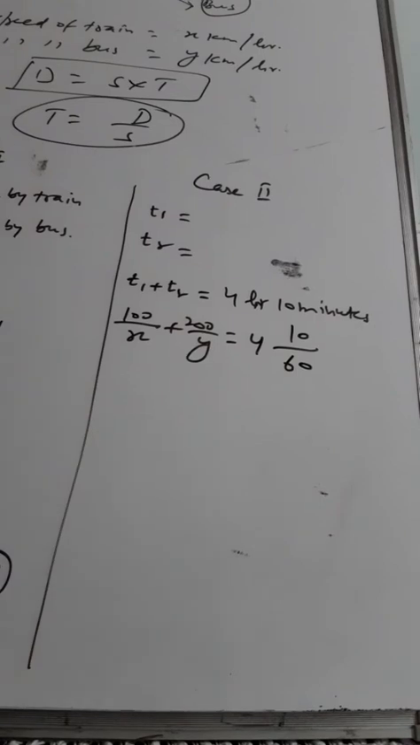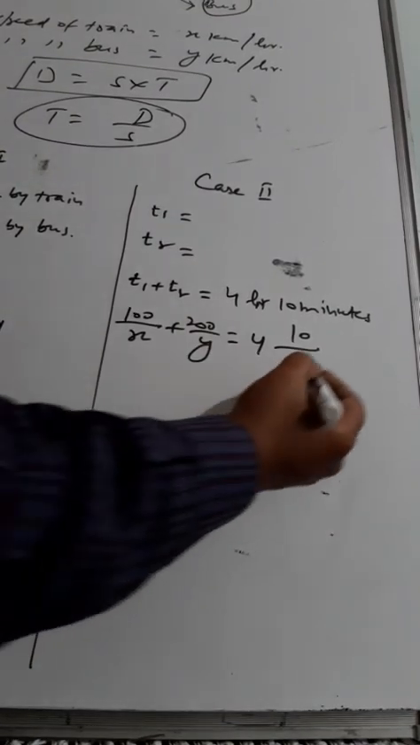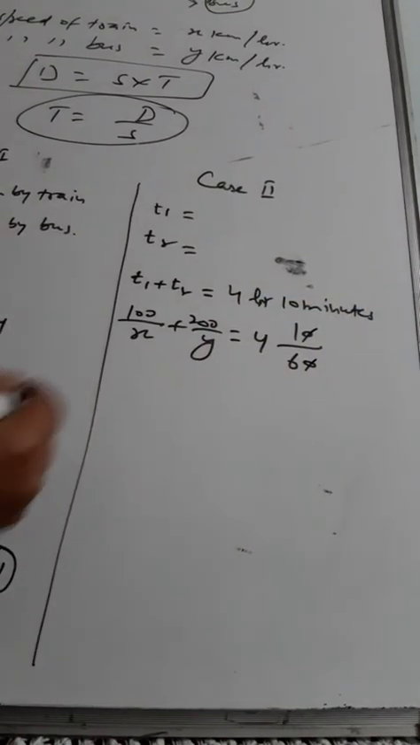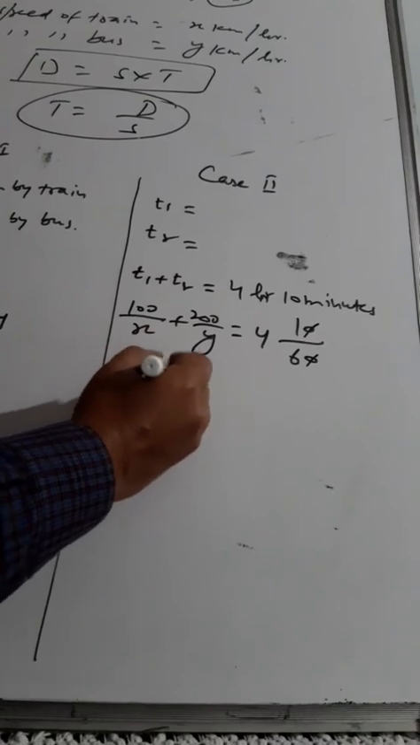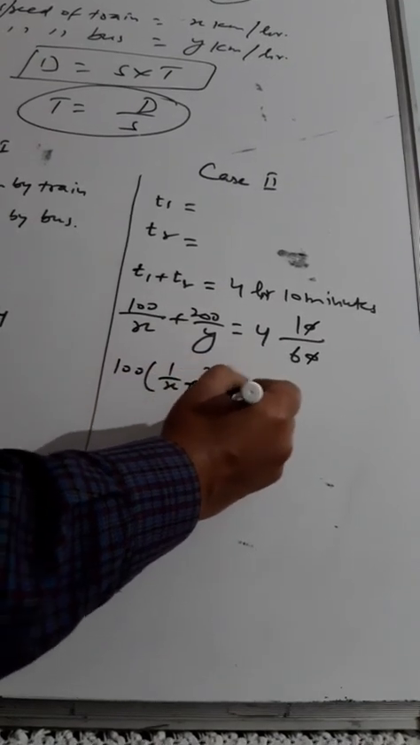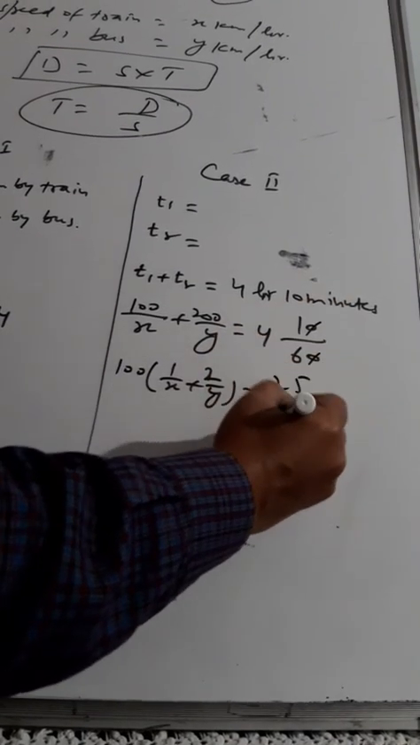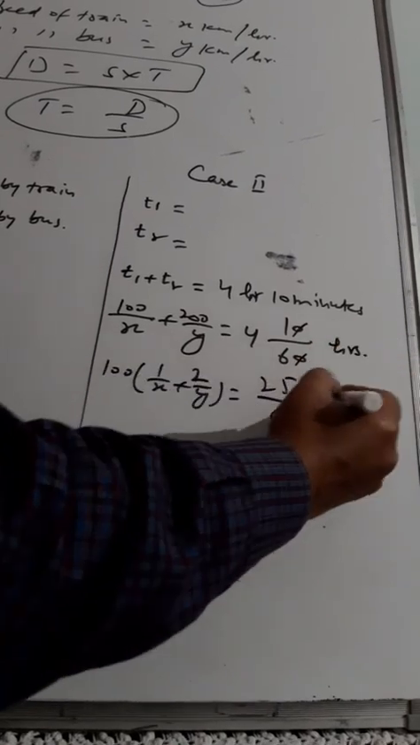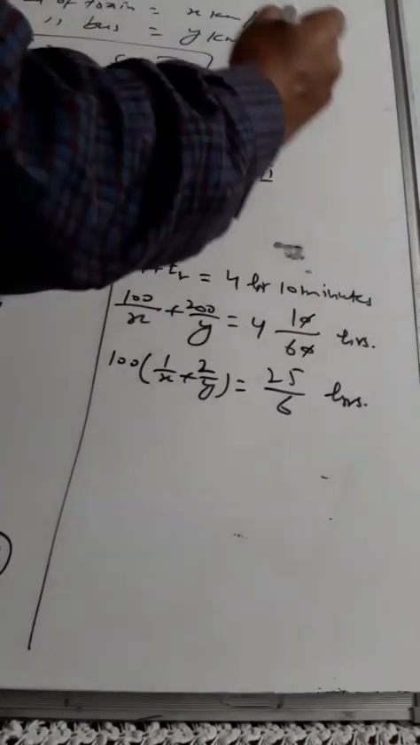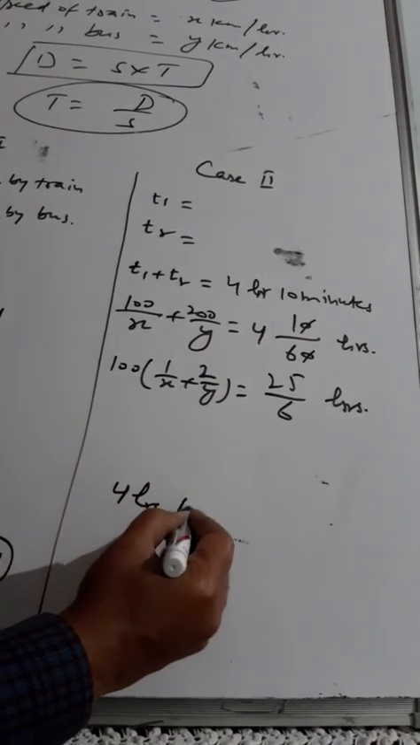So 10 minutes I have converted into hours, so that is 10 upon 60. Do the calculations very carefully like this. I have cancelled the ending zeros there. 100 again I am taking common. Here it is 1 upon x plus 2 upon y is equal to 6 4s are 24 plus 1 is 25 upon 6, and that is in hours. Remember this, that only 10 minutes was there. So 4 hours 10 minutes. Try to understand here.